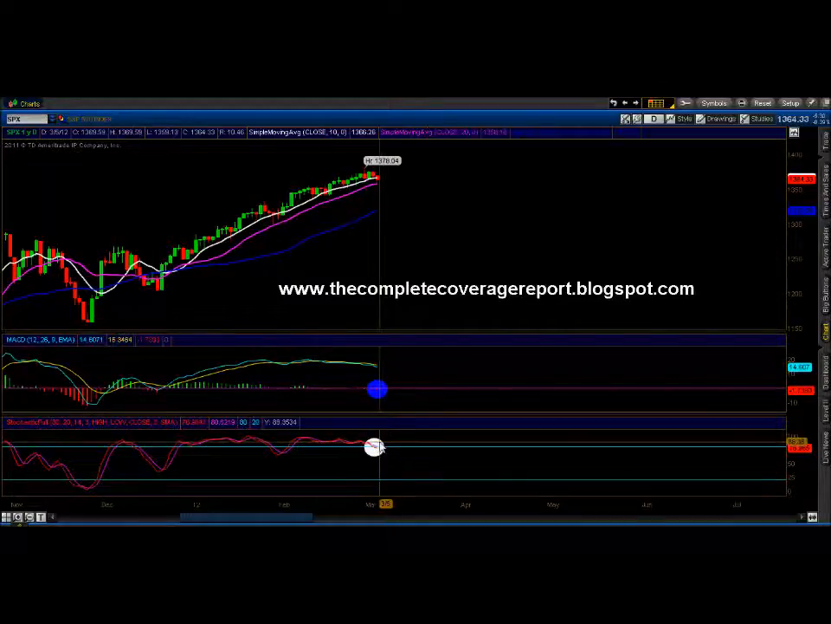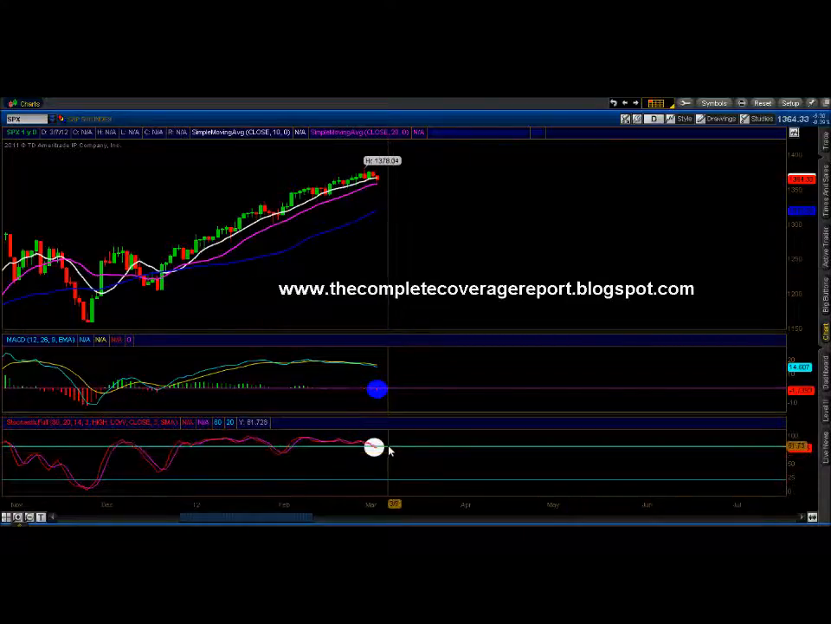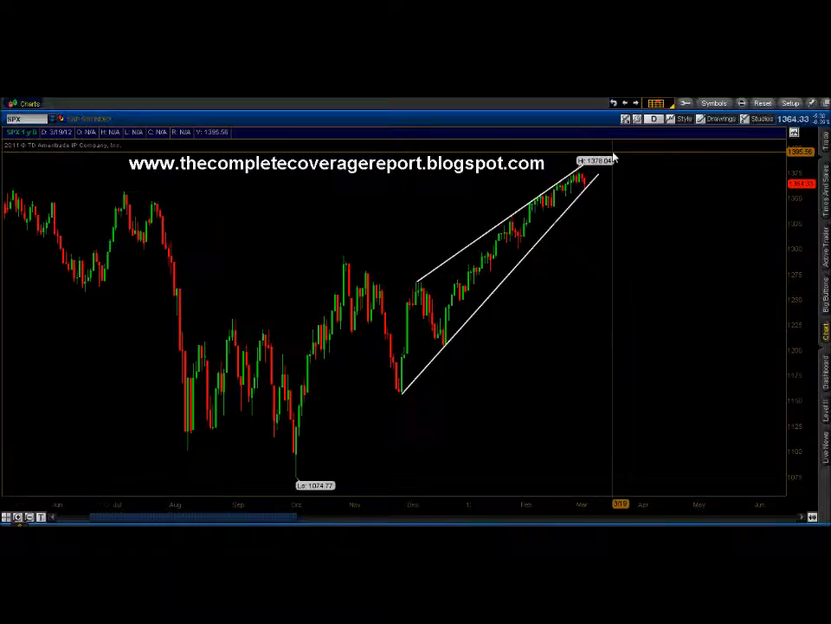The stochastic did get follow through from Friday's session by pushing below now the 80 line, and you can even see the signal line following suit.